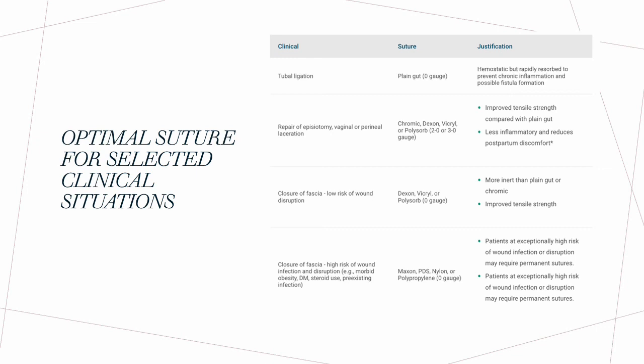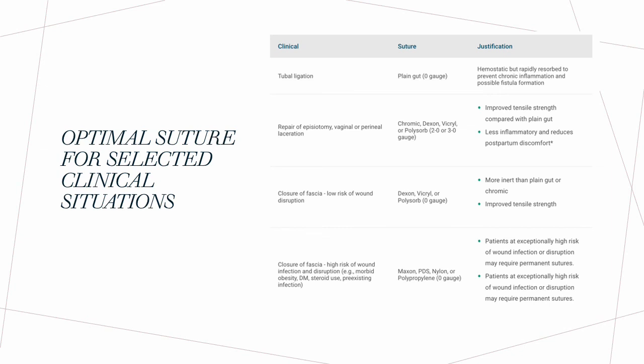This has improved tensile strength, but when you have somebody at high risk of wound infection or disruption, such as someone with obesity or diabetes, thinking about the patient in the question, you use a suture that has a higher retention time. So this would be like the PDS, or the polydioxanone. Polypropylene is the Prolene. We use PDS very frequently in women with diabetes or repeat cesarean deliveries.